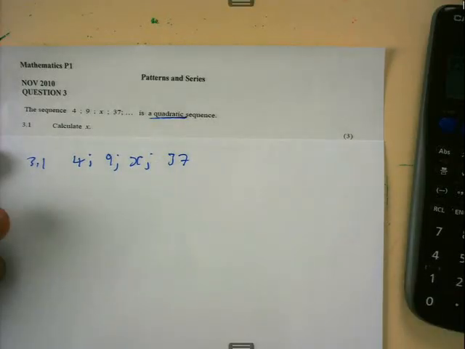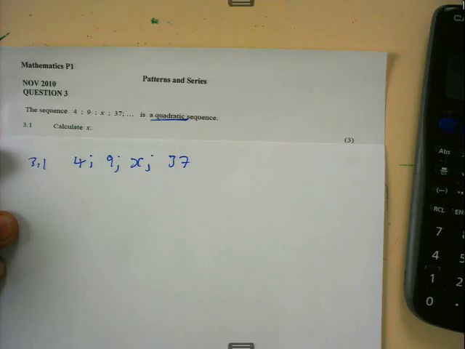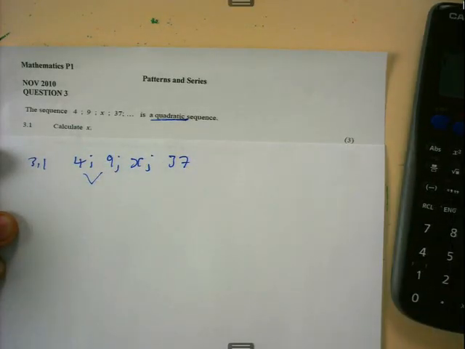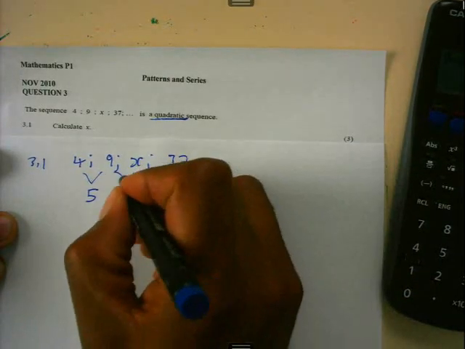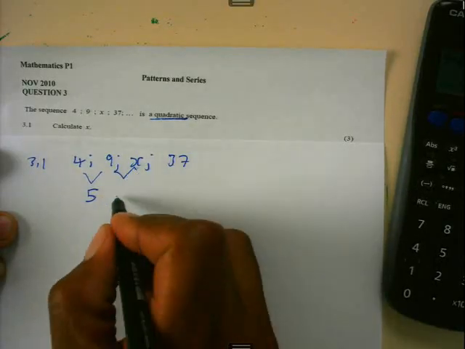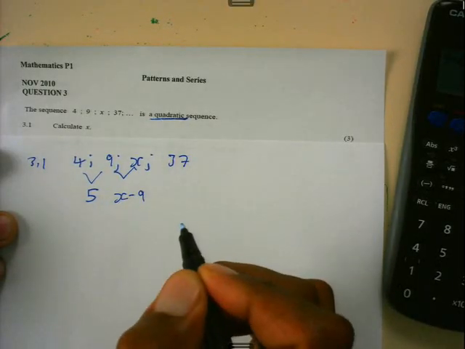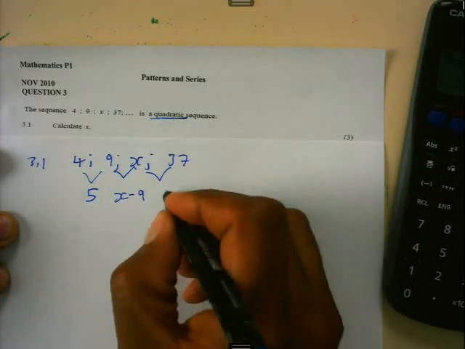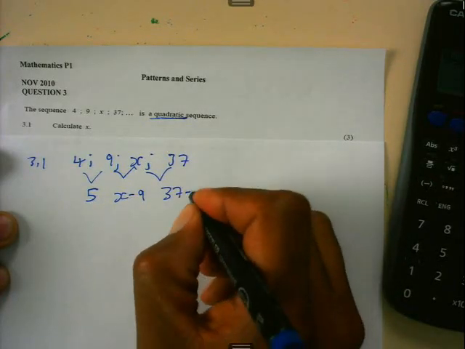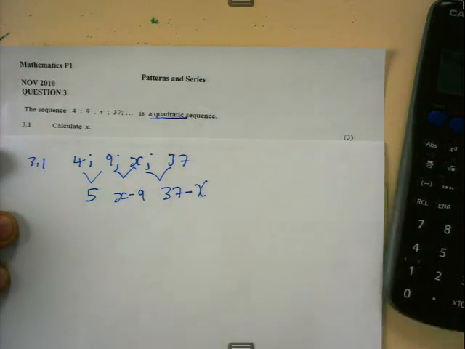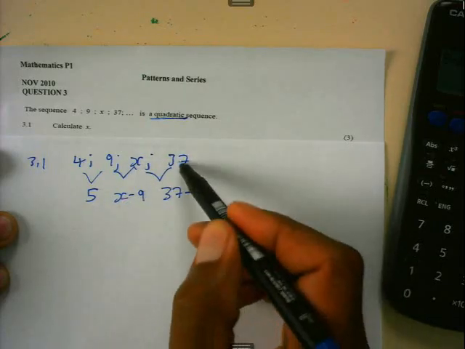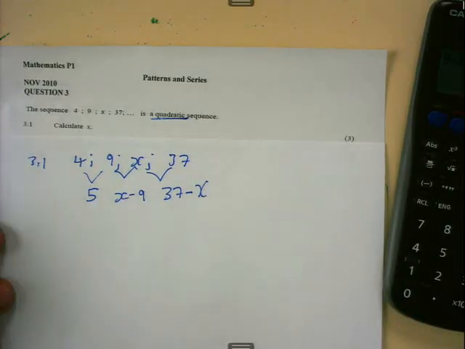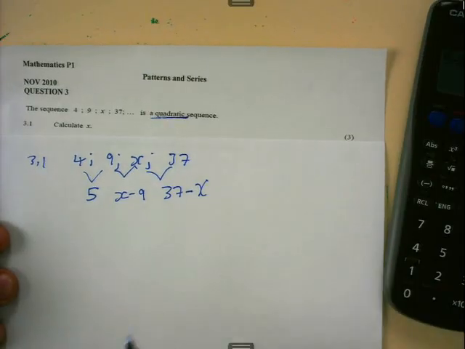What is it that you're going to do here? We determine the first difference. When you determine the first difference, you take 9 minus 4. What is 9 minus 4? Then it's 5. Now from here, you take x minus 9. Now from here, we will have 37 minus x. That is 9 minus 4 is 5, x minus 9, and 37 minus x. This is the first difference.